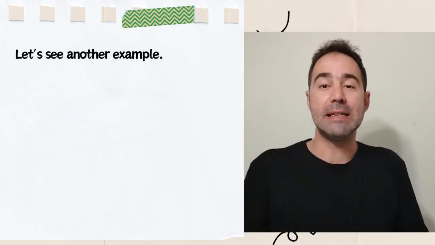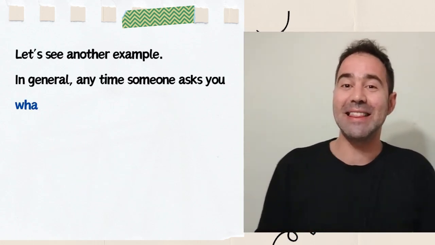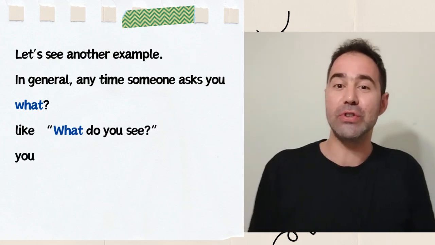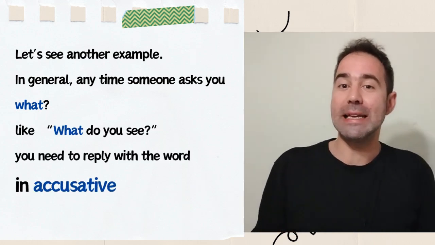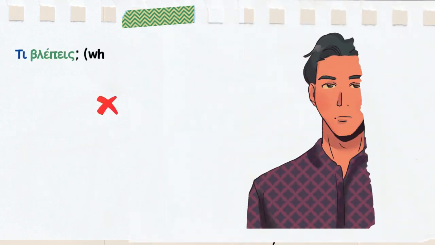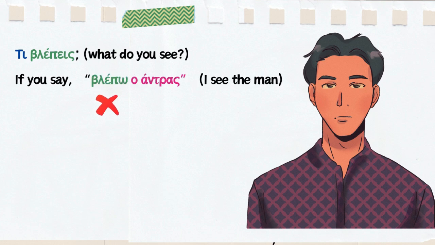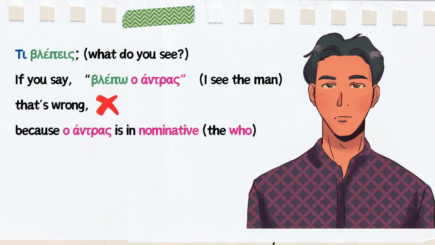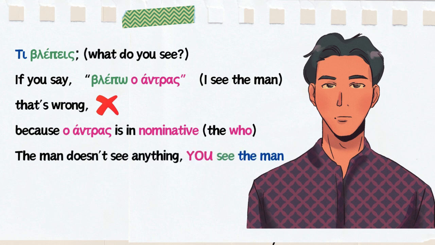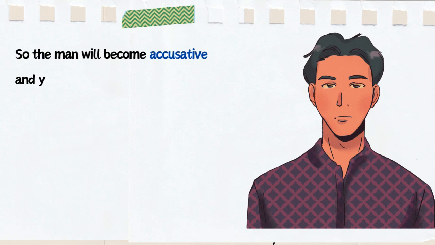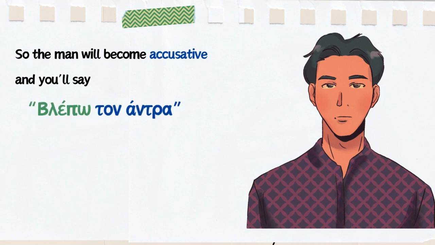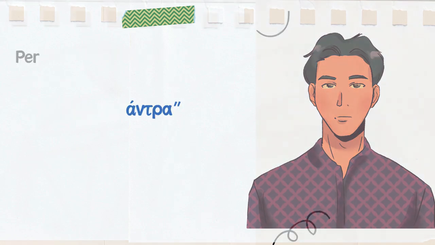Another example. In general, anytime someone asks you what, like what do you see, you need to reply with a word in accusative. Τι βλέπεις, which in English means what do you see. If you say βλέπω ο άντρας, meaning I see the man, that's wrong, because ο άντρας is in nominative, and the nominative is the who. The man doesn't see anything, you see the man, so the man will become accusative, and you'll say βλέπω τον άντρα. Okay, perfect.